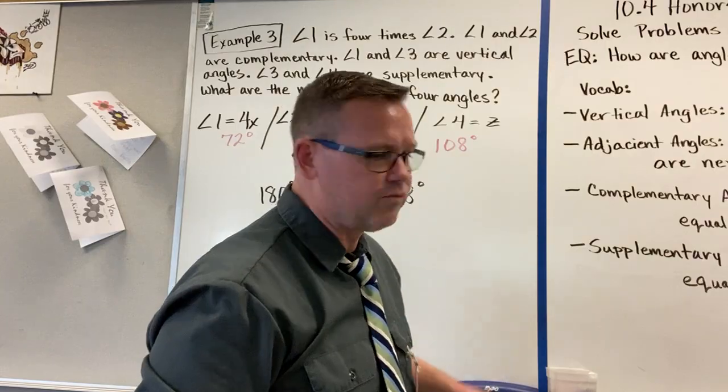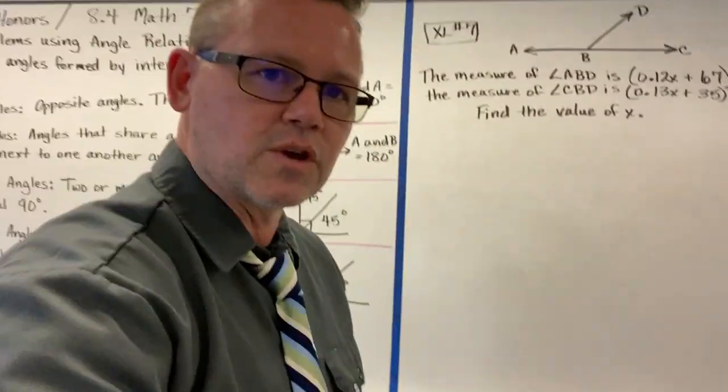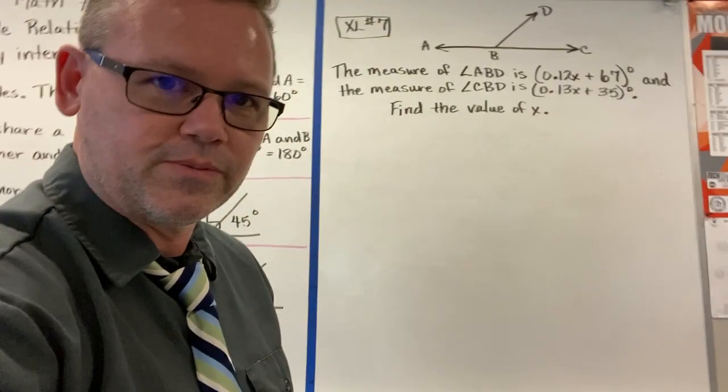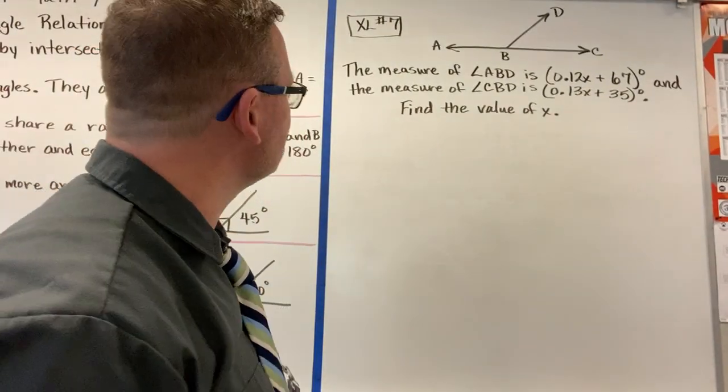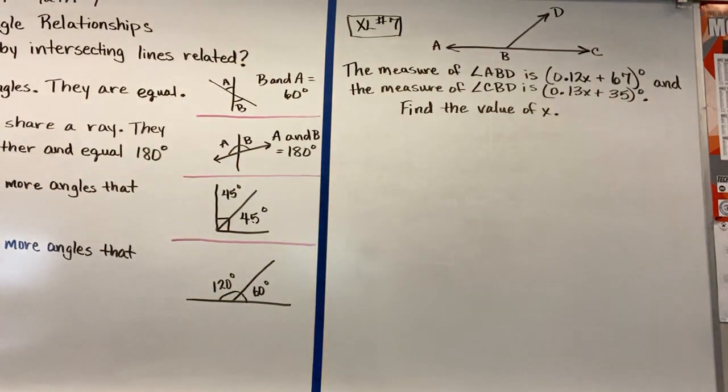Okay, I've got another one for you. Now this one's going to be a little bit more complicated, okay? So I want you to watch carefully. So this is Exercise number 7, okay? And you can see it's A, B, C, D, okay?